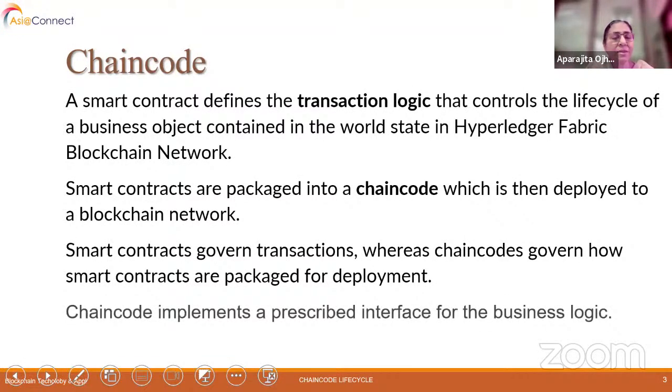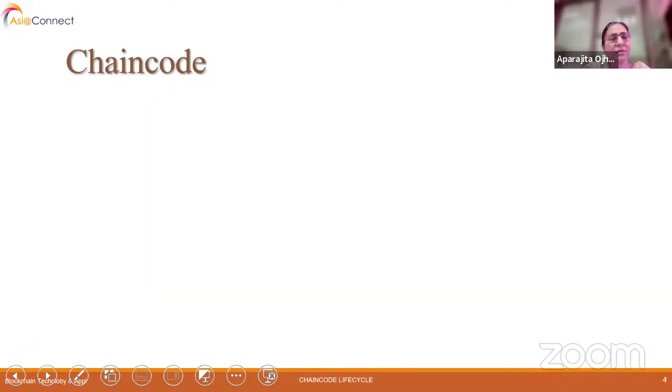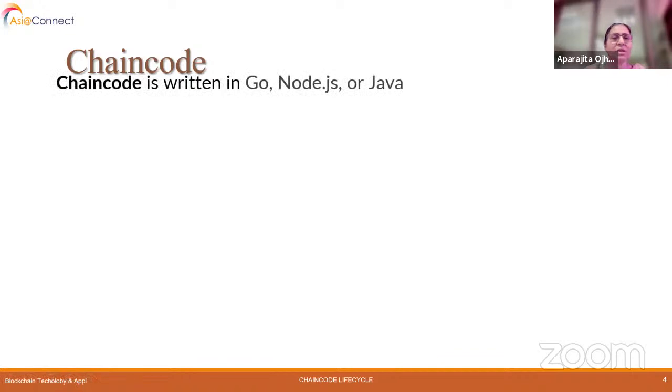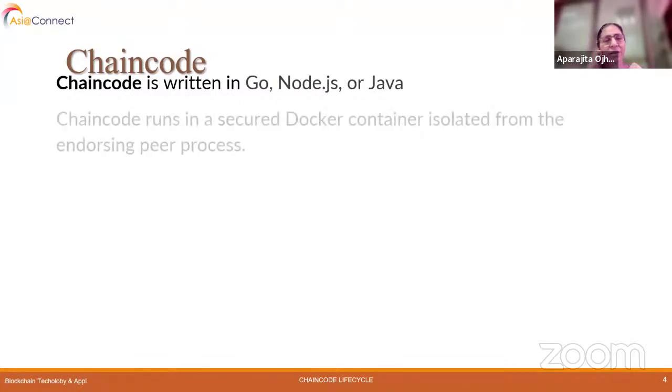So chain code implements a prescribed interface. Whenever there are several smart contracts within a chain code, then for accessing each smart contract, you should have some interface. So basically, chain code also has an interface to interact with the smart contract. Chain code is written in Go, Node.js, Java. In Python also, developments are being made so that APIs are made available.